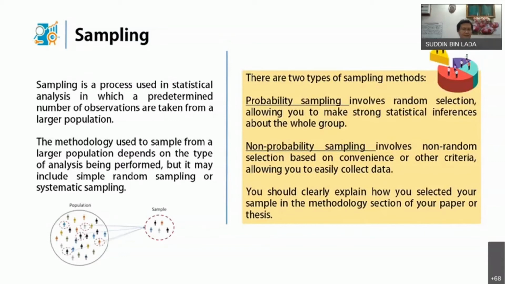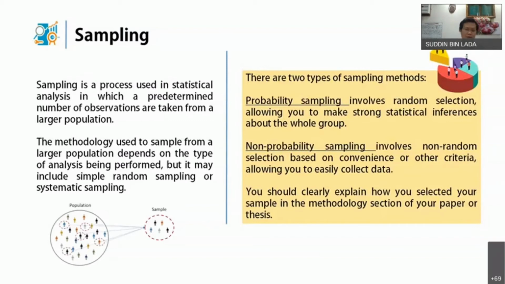Okay, number 1. Sampling is a process used in statistical analysis. Okay, a predetermined number of observations are taken from a large population. I think if you have done your masters, or even in degree, you got some idea on what is actually sampling, right? What is population? What is sample?